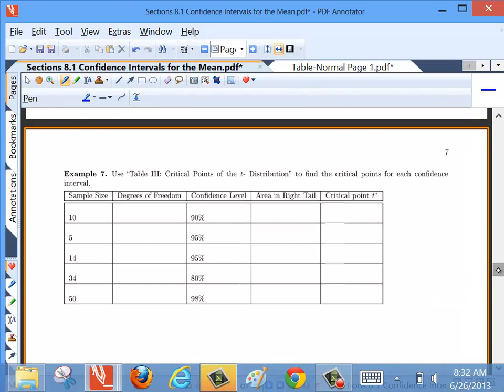So first things first, we have never used the t table. Make sure you have a t table from the front, and let's figure out how you actually find your critical points on a t table.